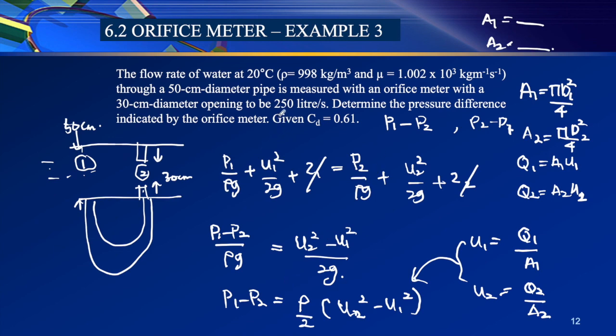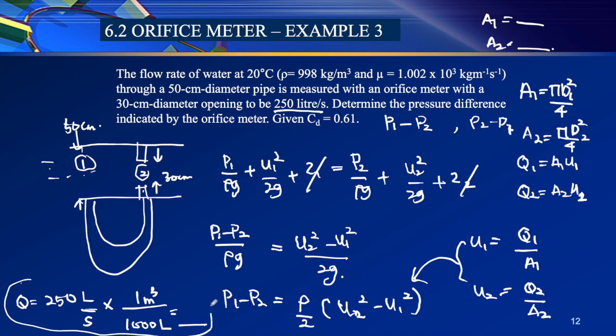But now, please change all the units into SI units. So now we have 250 liters per minute. Sorry, I said liter per minute, right? So you have to change liter to meter cube, where 1000 liters is equivalent to 1 meter cube. Then find the Q value for your discharge. The unit will be meter cube per second.